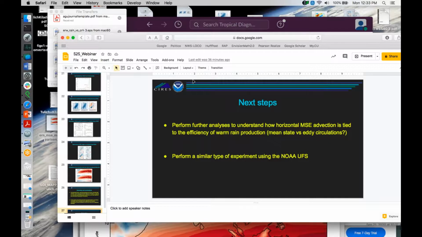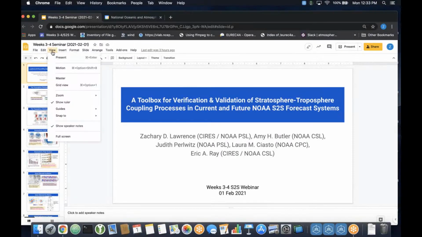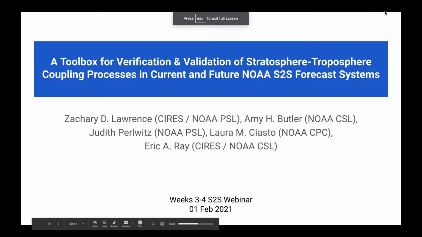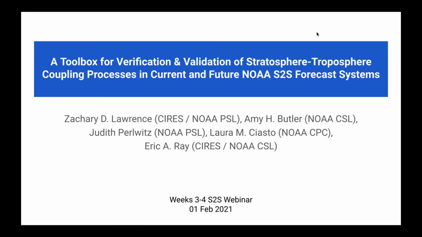And so the next steps are to perform further analyses to understand this horizontal MSE advection better. So I've alluded to the mean state as being important, but it turns out that the eddy circulations are also important, which was indicated in the title. And that's something I'm currently looking at. And then also looking to perform a similar type of experiment using the NOAA UFS, where we change aspects of the model formulation relating to, say, detrainment of cloud water, evaporation of precipitation, those sorts of things. So thanks. That's it. Take any questions.